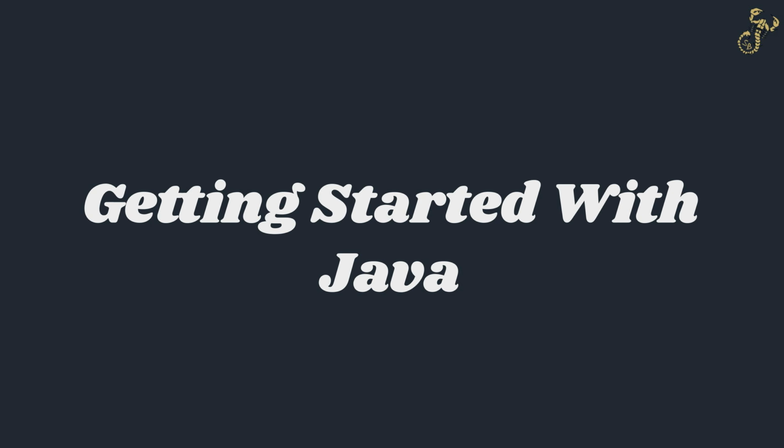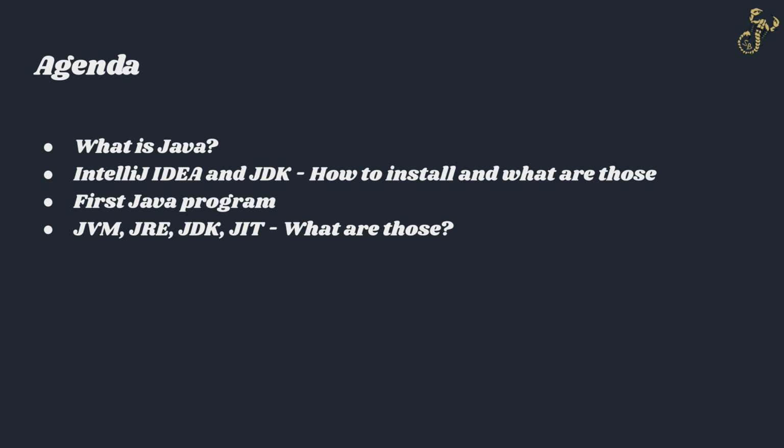With that being said, let's start the first part of this Java tutorial series. In this video, we're going to talk about what is Java. We're going to see how to install IntelliJ IDEA and JDK and what are those. After this, we're going to write our first Java program. And in the end, we're going to see what JVM, JRE, JDK, and JIT are.